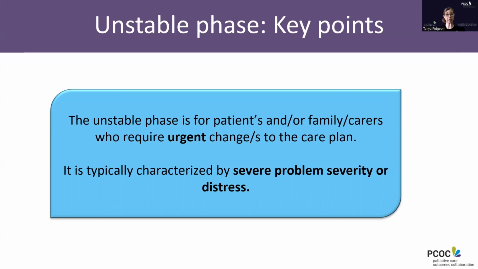A question we commonly get around the unstable phase is, the patient is not experiencing any symptoms or problems that require a change in management, but the family requires urgent intervention and a change in the care plan. Is this patient assessed as stable or unstable? And the answer is unstable, because there is a worsening severity of problems relating to the family that require urgent interventions. And the palliative care phase reflects the unit of care.